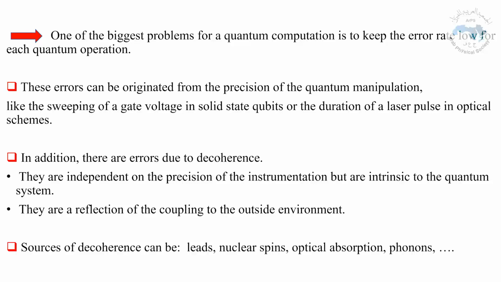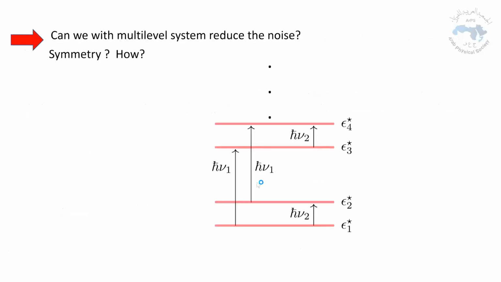What is the environment? The environment is something that links the system to the outside. It can be leads, nuclear spin, optical absorption, phonon, and so on. So the idea: if the two-level system is noisy, can we go with a multi-level system? Maybe we can reduce the noise, and maybe the symmetry can help us to do more. And if so, how will we do that? This is the subject of this research that I am presenting here.